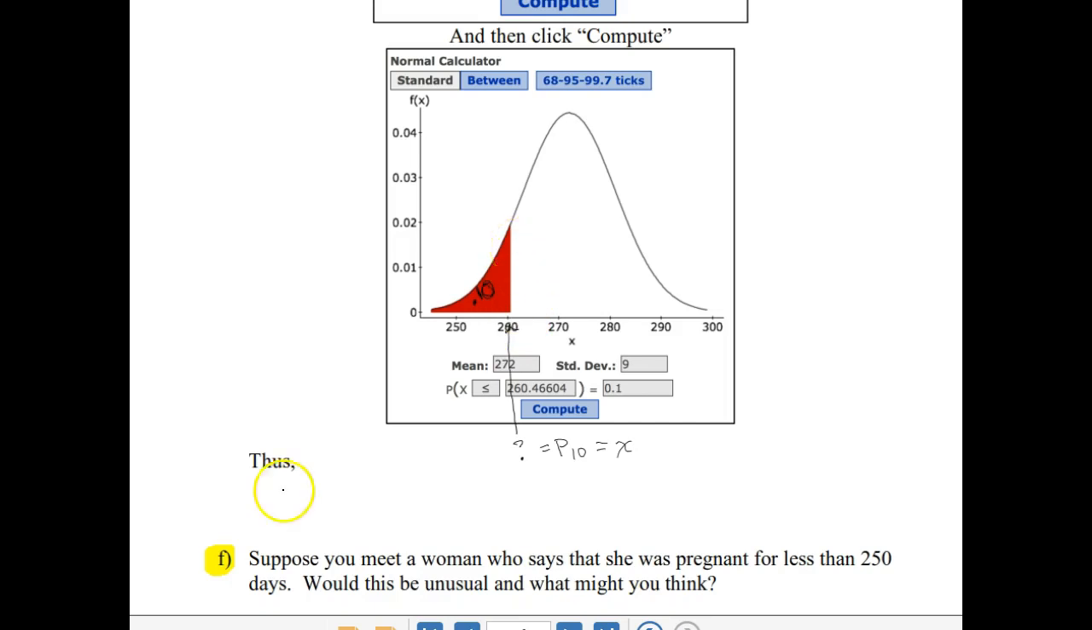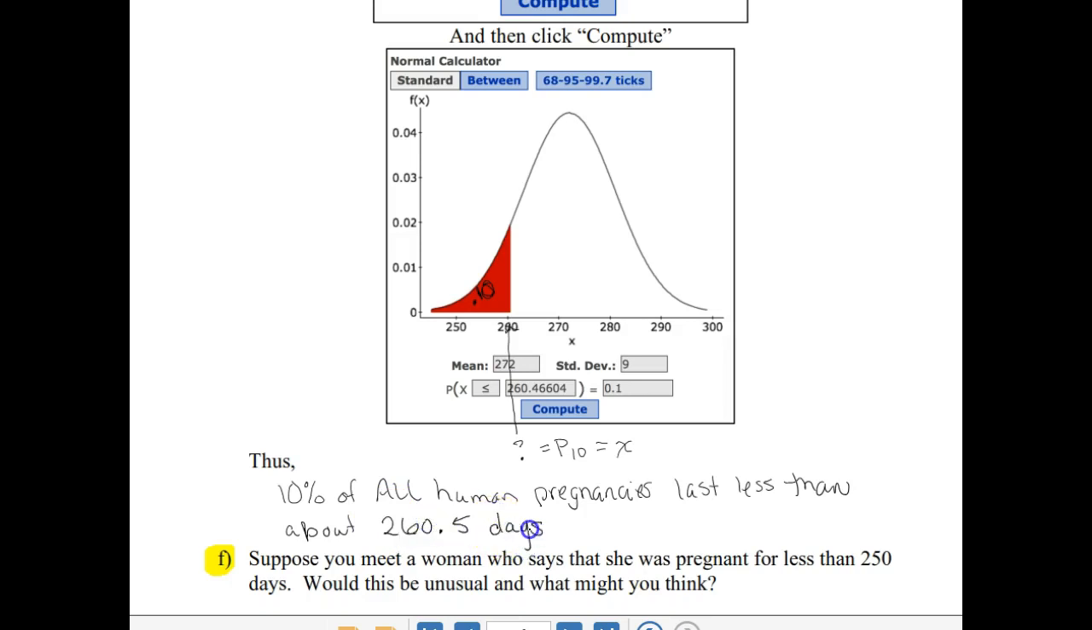So in this case, we can say 10% of all human pregnancies last less than about 260.5 days. All right, so the last part to this very long problem.